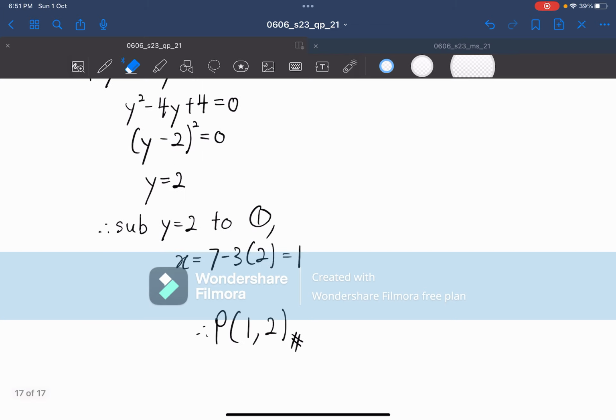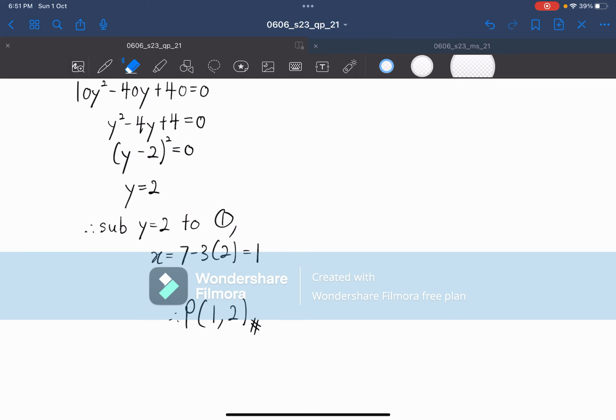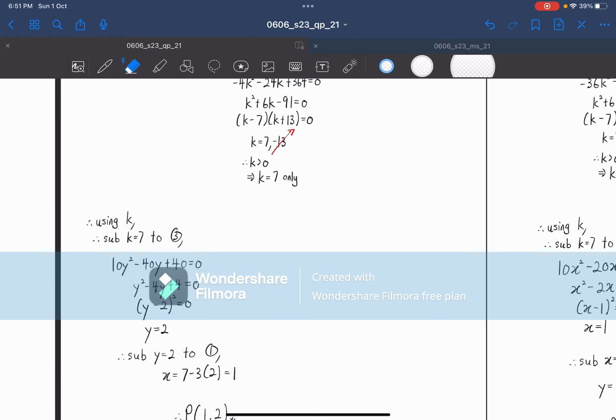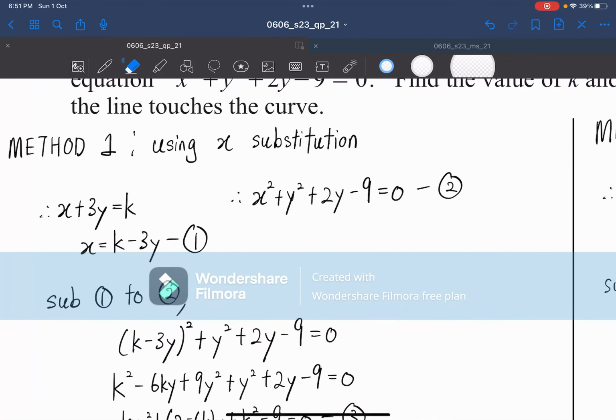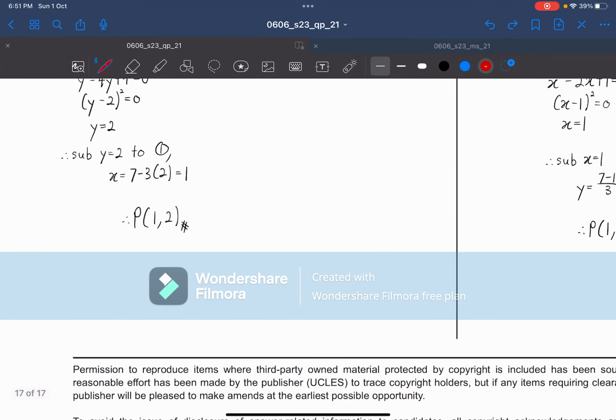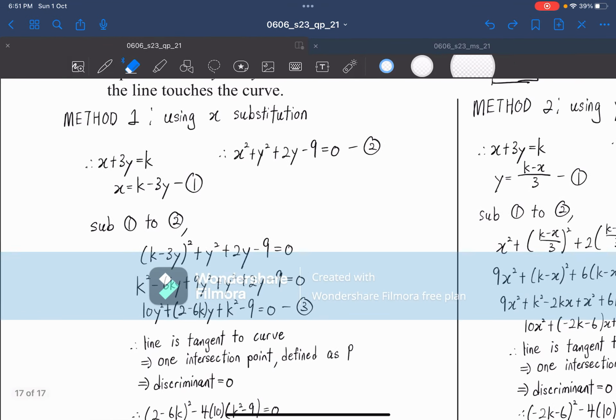Sub y equals 2 into 1, and you get x equals 1. So P is (1, 2). 1 being the straight line equation. You could substitute it into 2 or 3, but 1 is the easiest because it's a simple equation.